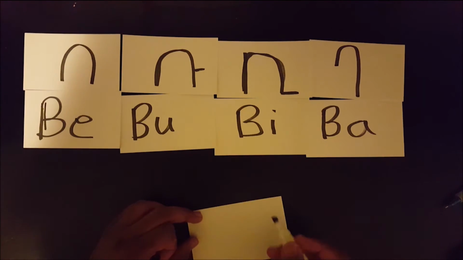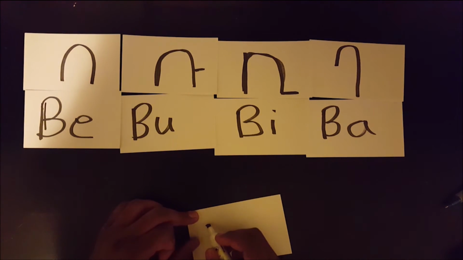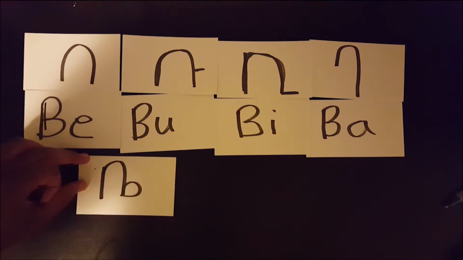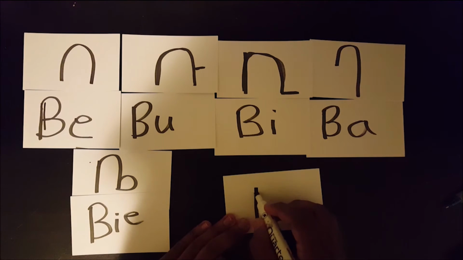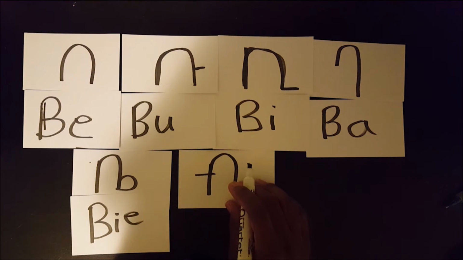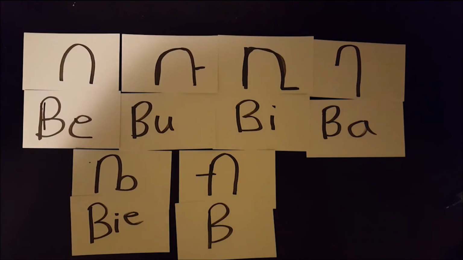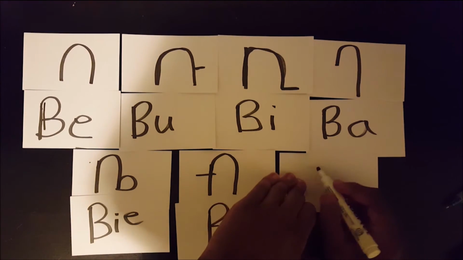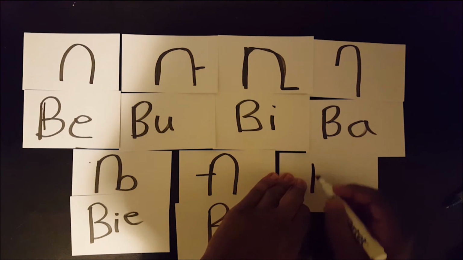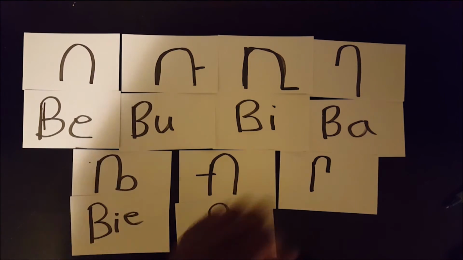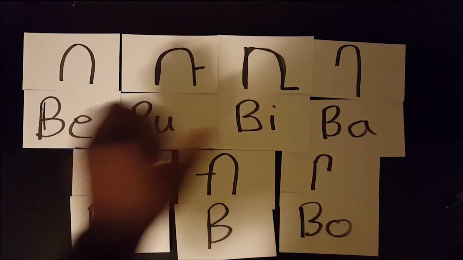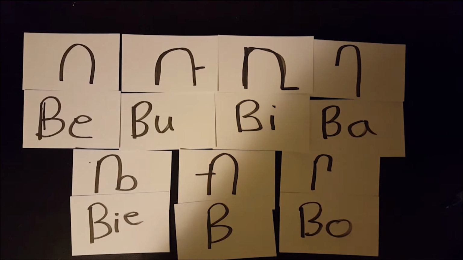The fifth letter is Be. Put it right there. The last letter is Bo, which is written like this. So it's kind of like the flip side of Ba. Bo. So this is what the family Be looks like.